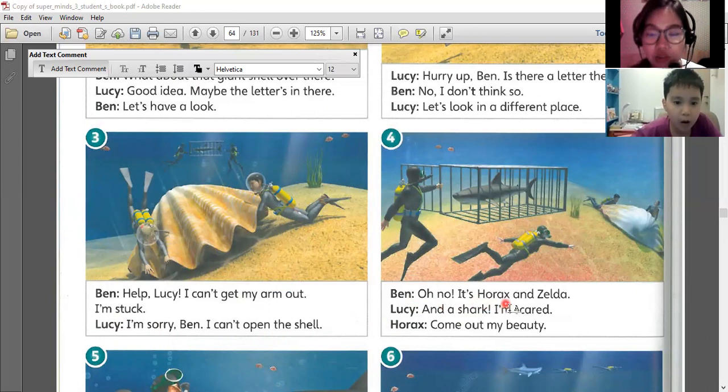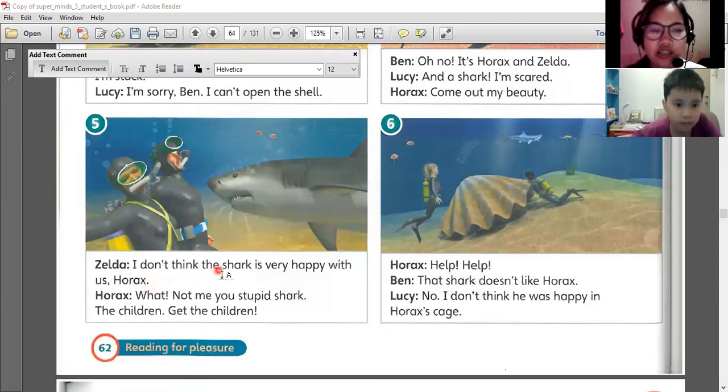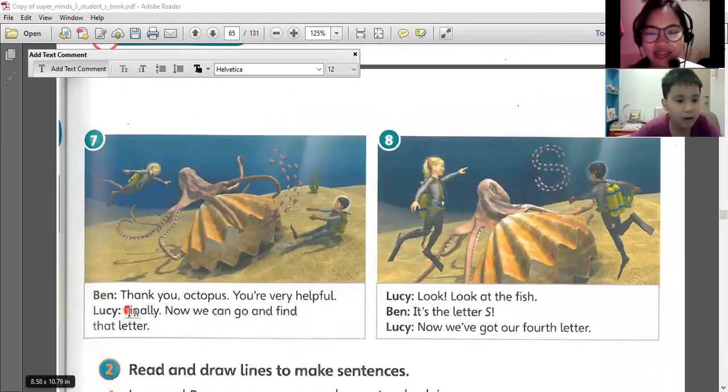Oh, no. It's hard. Horrocks and Zelda. And a shark. I'm scared. Come out, my birthday. I don't think the shark is very happy with us, Horrocks. That's not me. You suspect the children. Yes, the children. Help. The shark doesn't like Horrocks. No, I don't think he was happy in Horrocks' cage. Thank you, Octopus. You are very helpful. Finally, now we can go and find that letter. Look at the fish. It's the letter S. Now we've got our fourth letter.